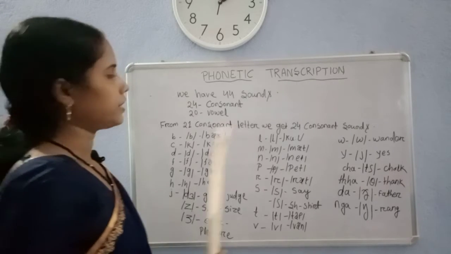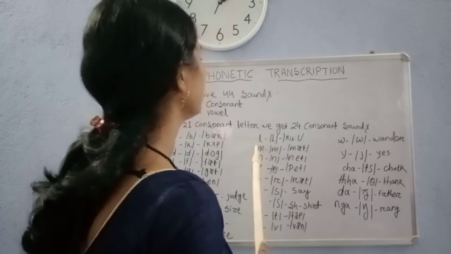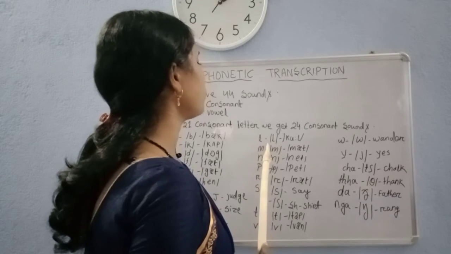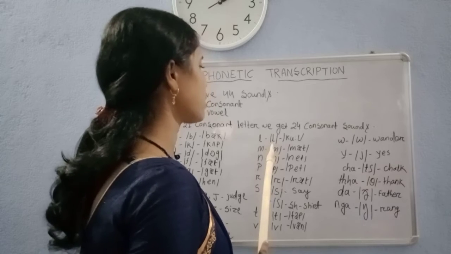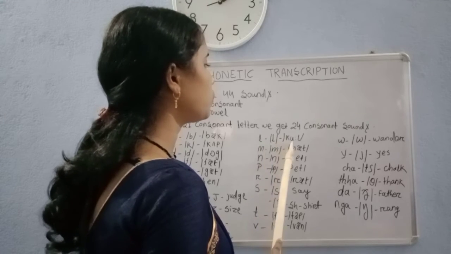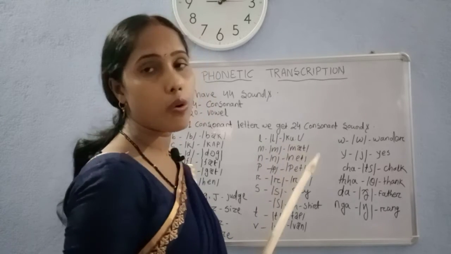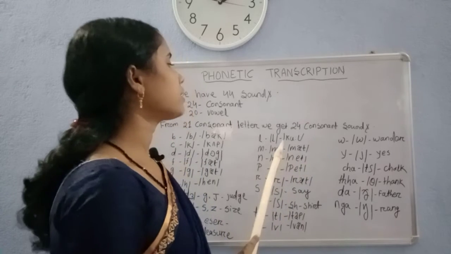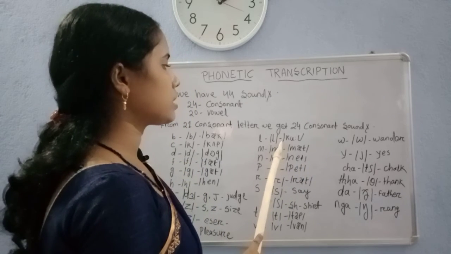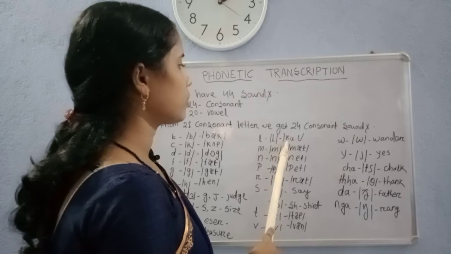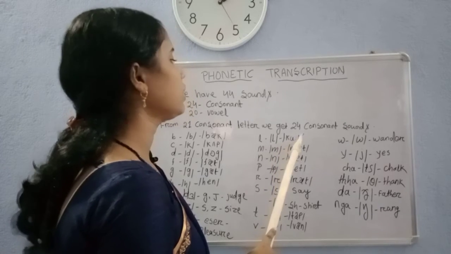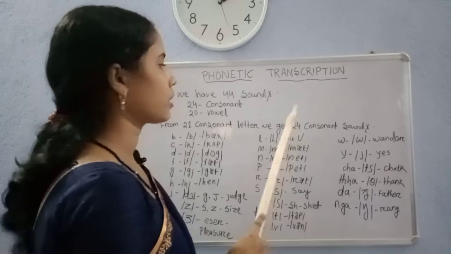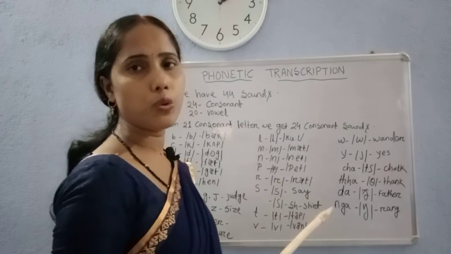Then come to the next letter, that is L. For the letter L, the sound is the L sound, as in cool. For that, the transcription is: for C, this is the k sound; then U, the long u sound; then the L sound. This is the transcription of cool.